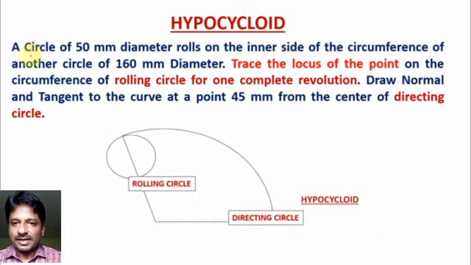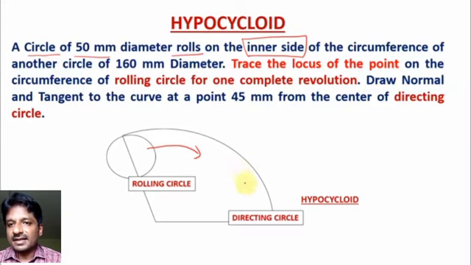A circle of 50 mm diameter rolls on the inner side. This rolling circle is on the inner side over another circle, that is the directing circle, and the diameter is 160 mm. Trace the rolling circle for one complete revolution, and also draw the tangent and the normal to the curve at the point 40 mm from the center of the directing circle. This is the center of the directing circle.